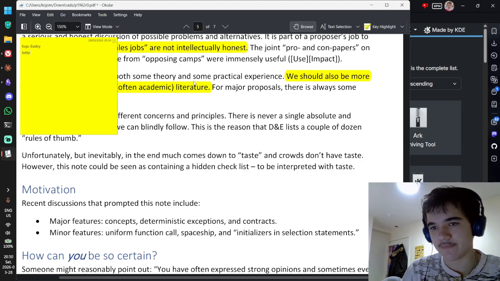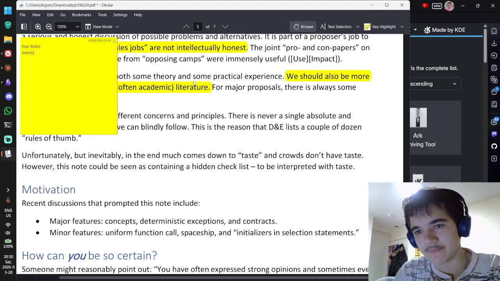So I'll say interesting. Not many red notes, by the way. Any more pink notes? Interesting.